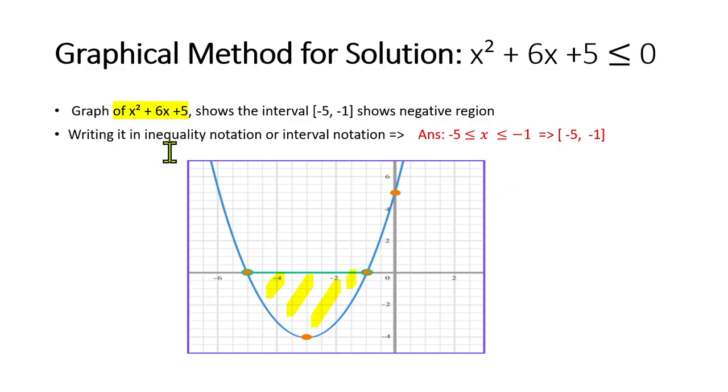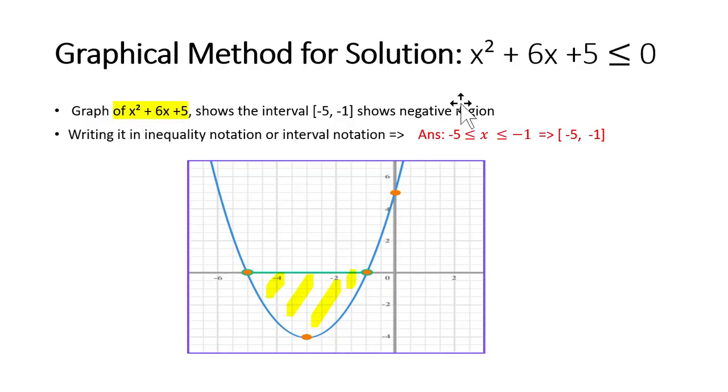First, we graph x squared plus 6x plus 5. We graph it like this. The y-intercept is plus 5. And we know the x-intercepts are minus 5 and minus 1. And we know the vertex is halfway between them. The coefficient of x squared is 1, so it's positive, so the shape should open up.